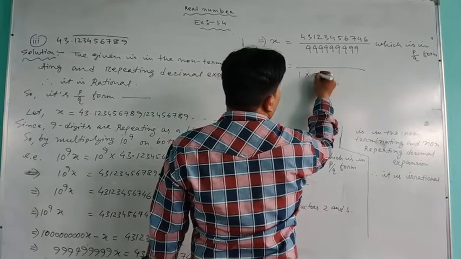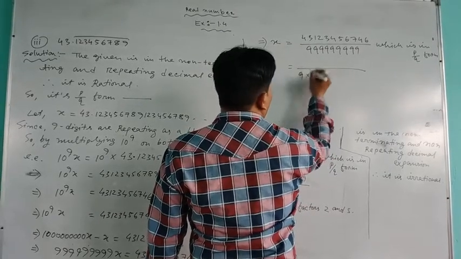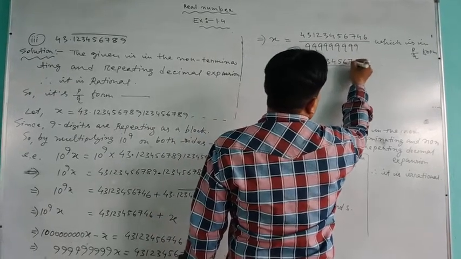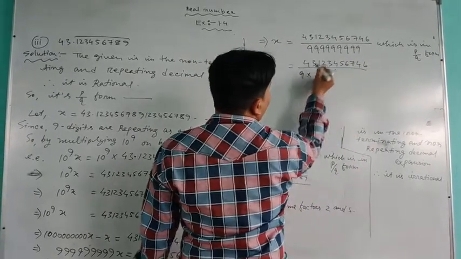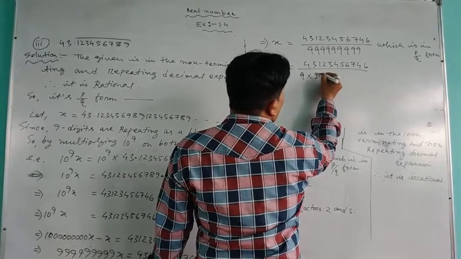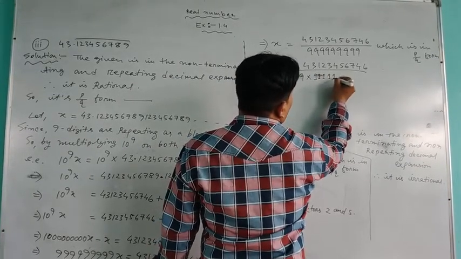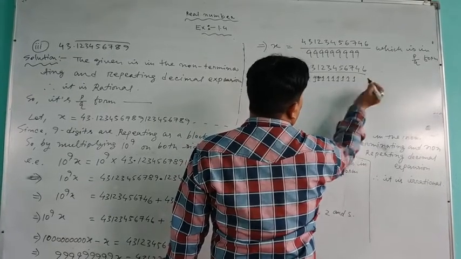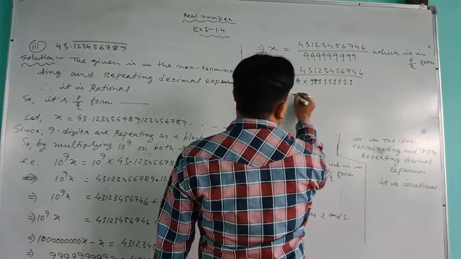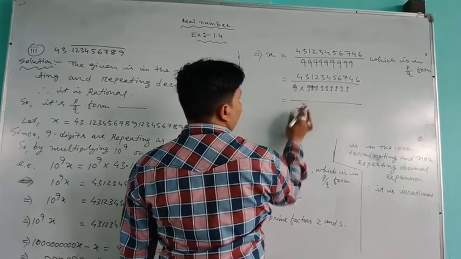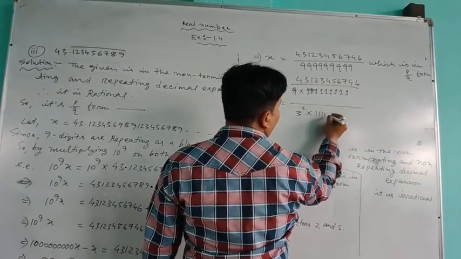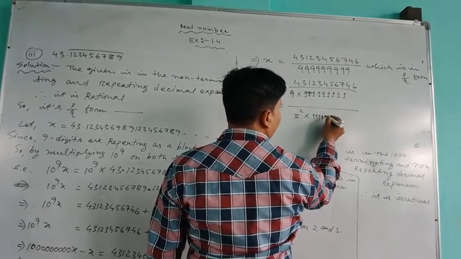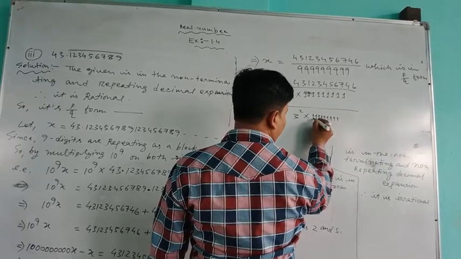Now see, you take 9 like this: 999999999 is 9 into 111111111. From here it is clear that 9 is 3 square. How many times is 1 written? 9 times.